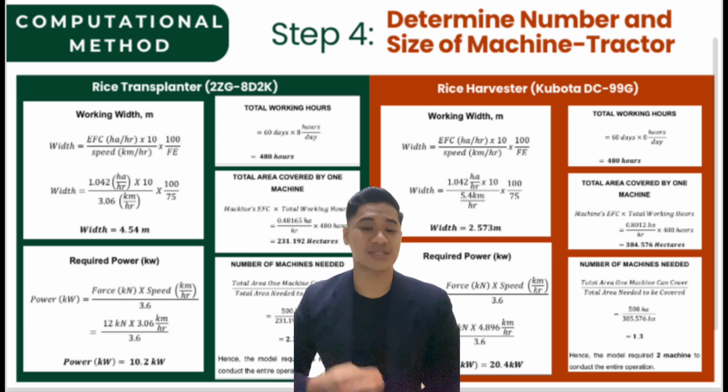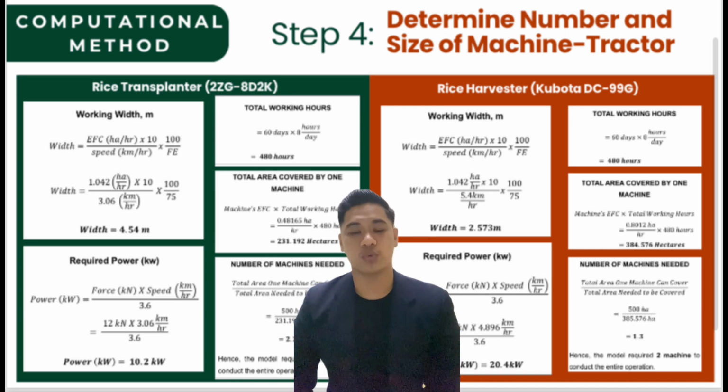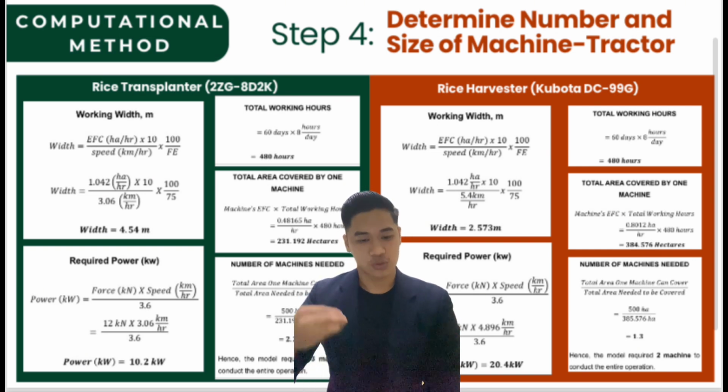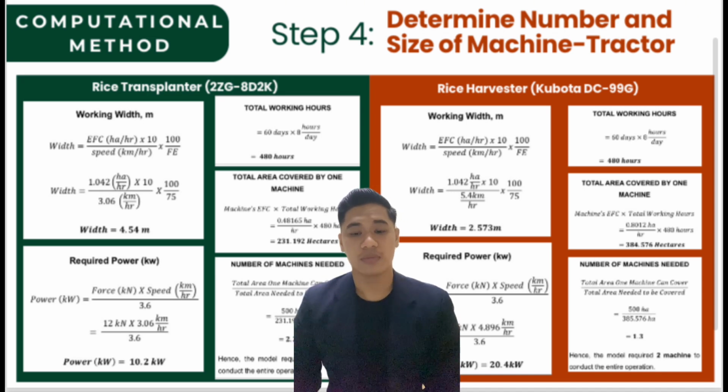Next, for the rice harvester, for the working width, the EFC is 1.042, the speed is 5.4, and the FE is 75. After calculation, we get the width is 2.573 meter. For the required power, the force is 15 kilonewton, and the speed is 4.896 km per hour. After we calculate, we get the power is 20.4 kilowatt.